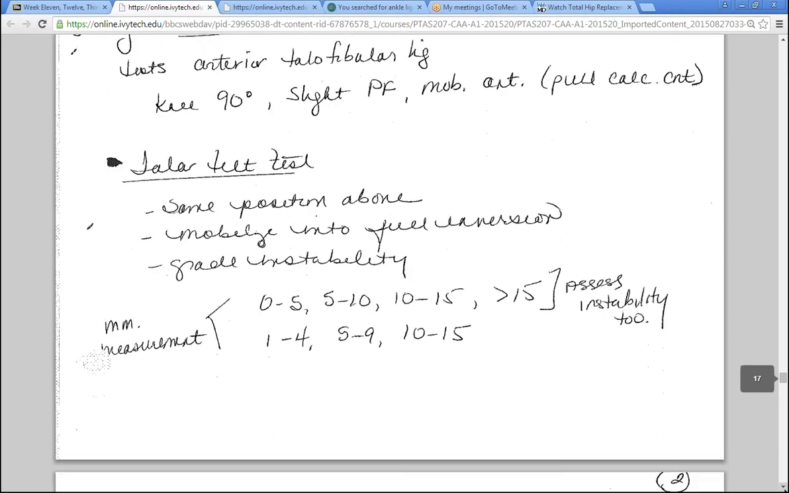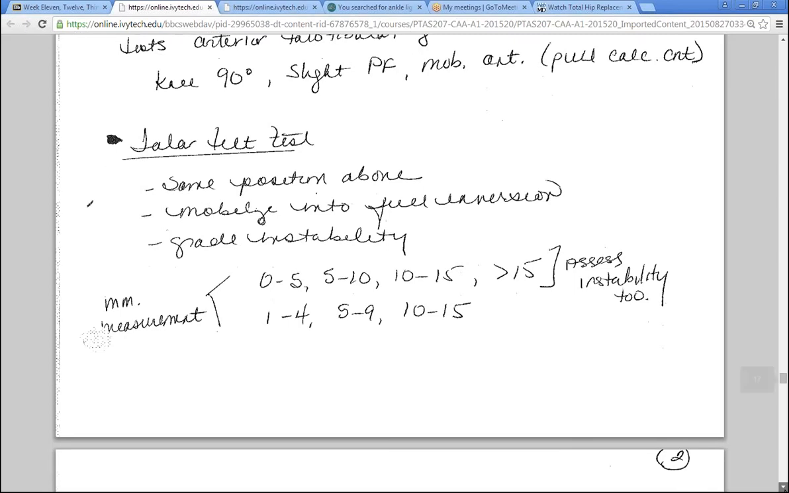Talar tilt test, basically the same position as above, but this time we actually move the person into inversion or eversion, and we look at how much excess mobility they have compared to the other side. If it's more than the other side, it's a positive test. And then again, we look at how much of the excess mobility is there, looking at 0 to 5 millimeters, 5 to 10 millimeters, 10 to 15, or greater than 15. It could be one test that goes to grade 4. More commonly, you see the grade 3 test. So 3 separate grades, grade 1, 0 to 4, not very much mobility. 5 to 9, moderate mobility, and 10 to 15 is significant or severe mobility compared to the other side.